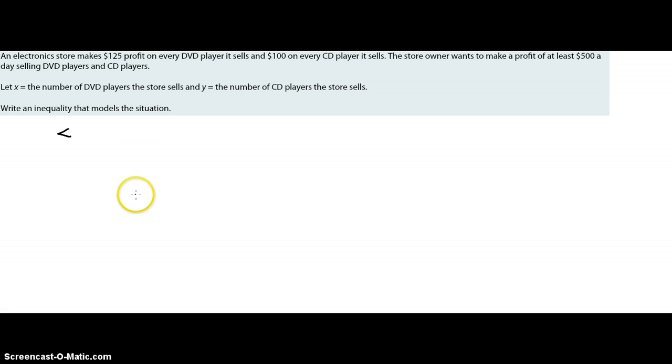Okay, now let's turn these numbers and words into an equation. So it tells us that the store owner, somebody who sells DVD players and CD players. You know, I don't see a lot of CD players sold anymore these days. More like MP3 players or iPhones.